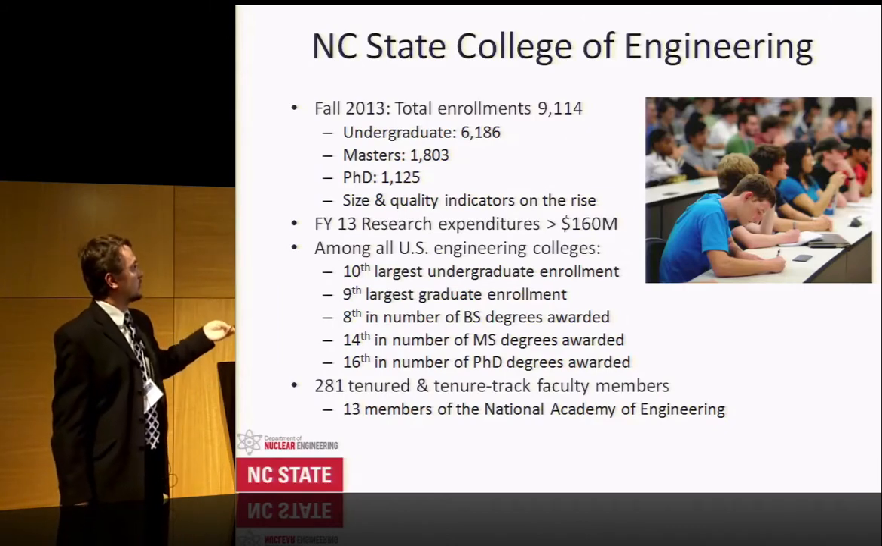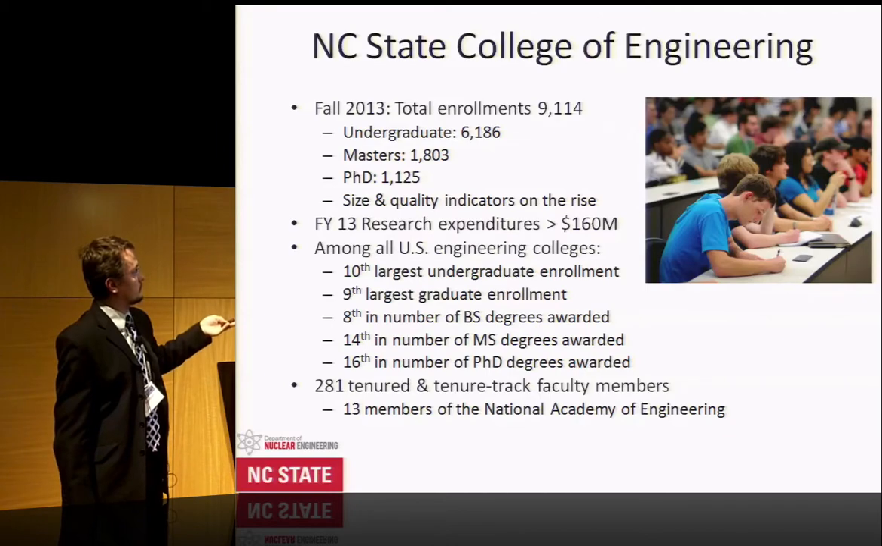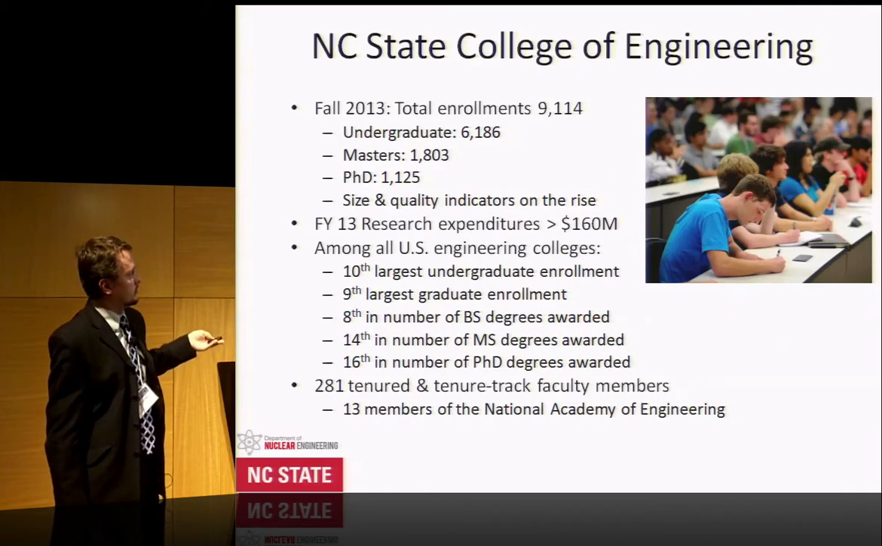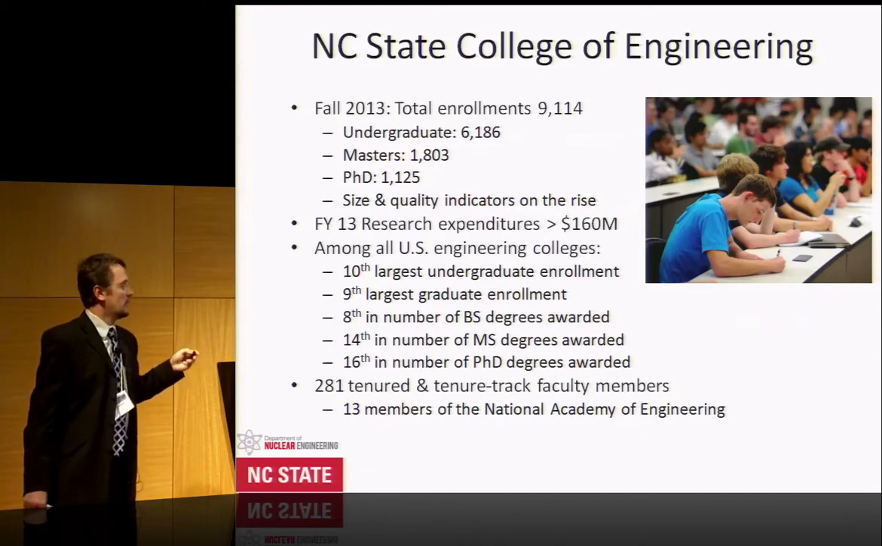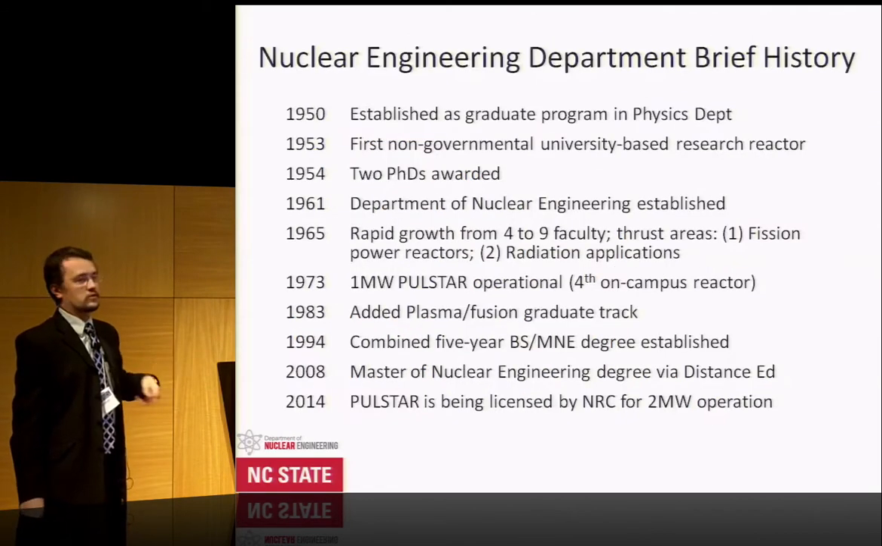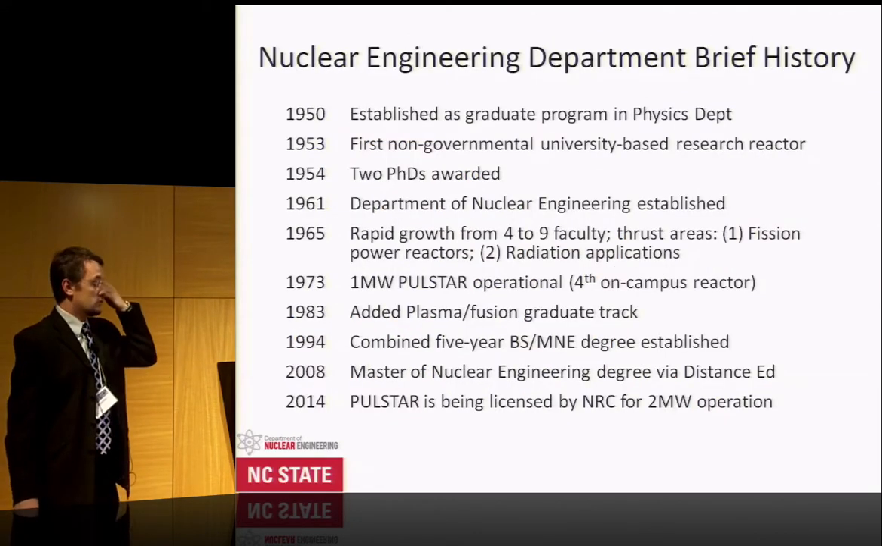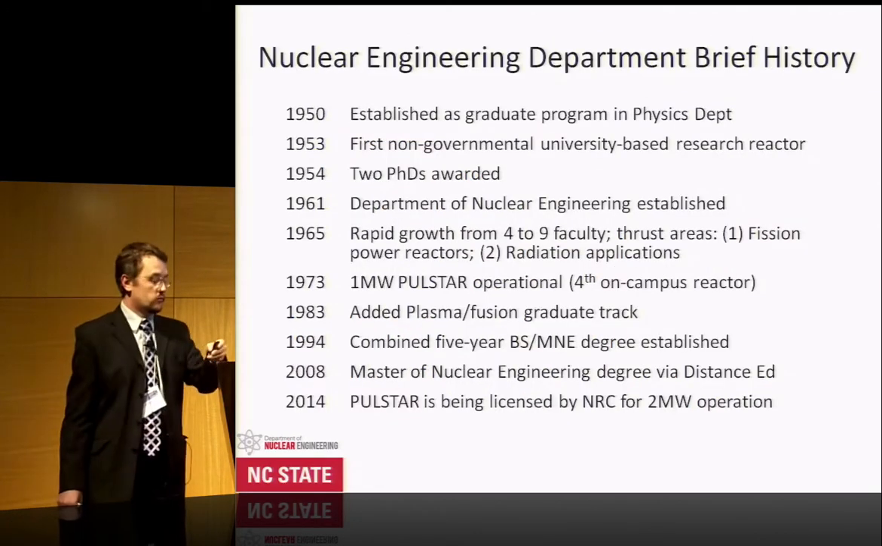So, the College of Engineering. We have about 9,000 students in the fall. We have 160 million in research expenditures, and we're 10th largest undergraduate, 9th largest graduate, 8th in number of bachelor's degrees awarded, 14th in master's, and 16th in PhD. So it's a pretty big college in North Carolina, and the School of Engineering is the best one in North Carolina.